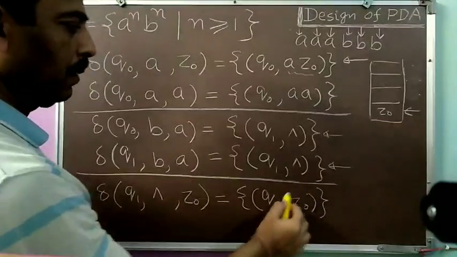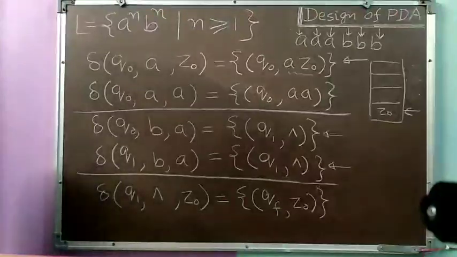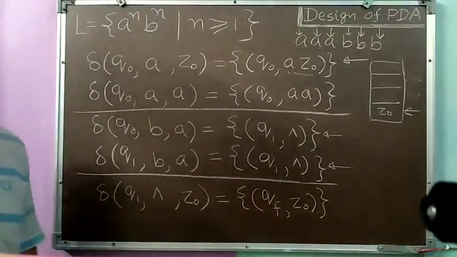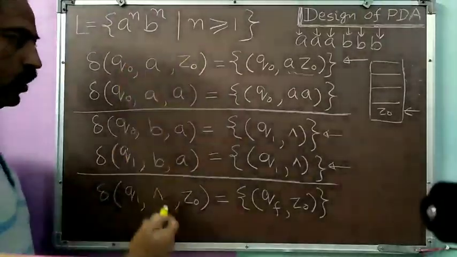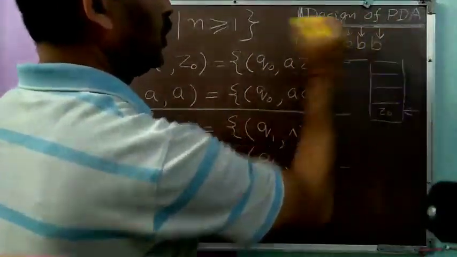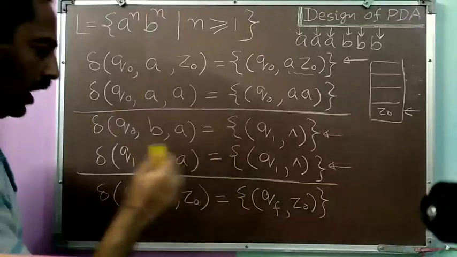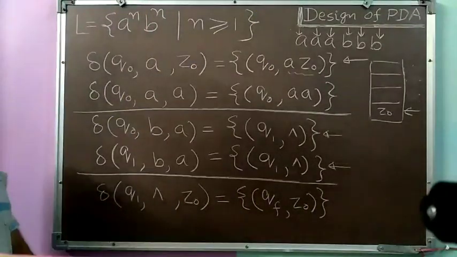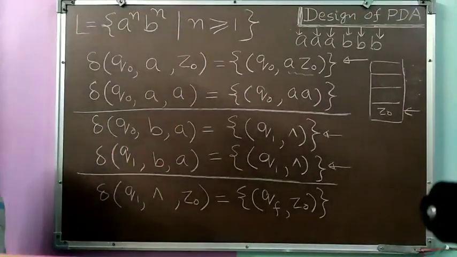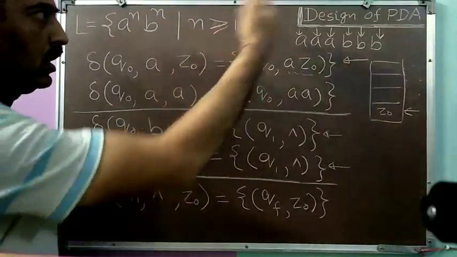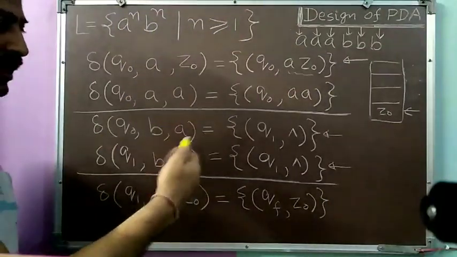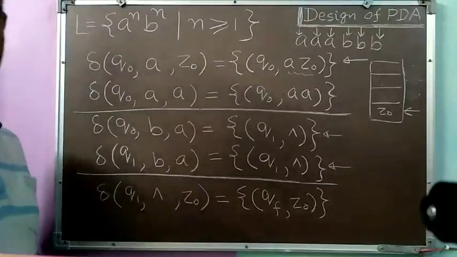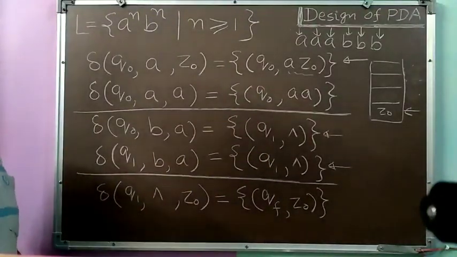So what I am doing is maintaining the status of the push down store and changing to the state QF. And I assume that QF is my final state. So now what you can see, after processing the whole string, I have reached a final state. So that's why this input string is accepted. And this is the design corresponding to the given language if I accept the word through final state. Okay, so this is success by final state.